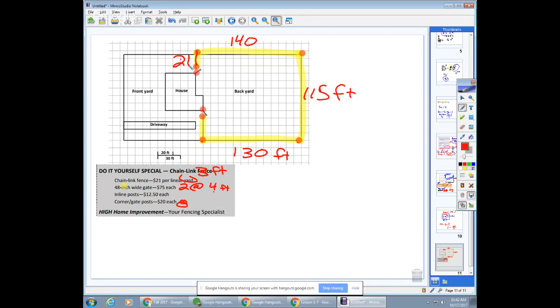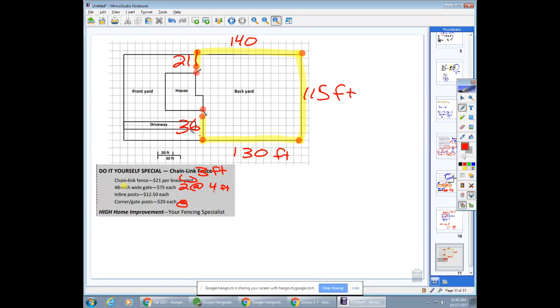How much fencing do I need in the southern part here? That's what, 10, 20, 30, 40 feet to the house, but there's a gate. 36 feet of fence there. So now what you have to think about is, if you can go no more than 8 feet, how many posts do you need for each side?